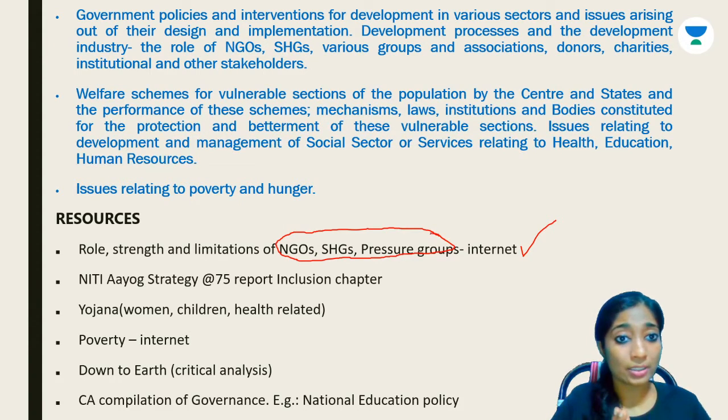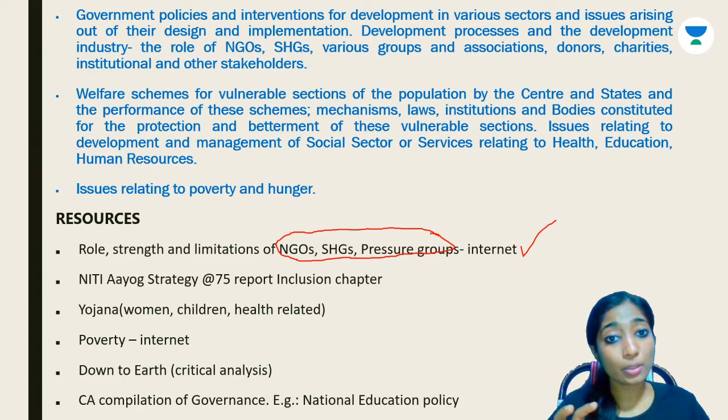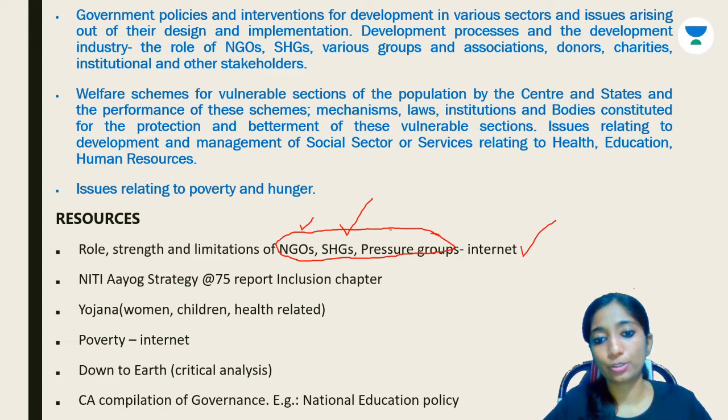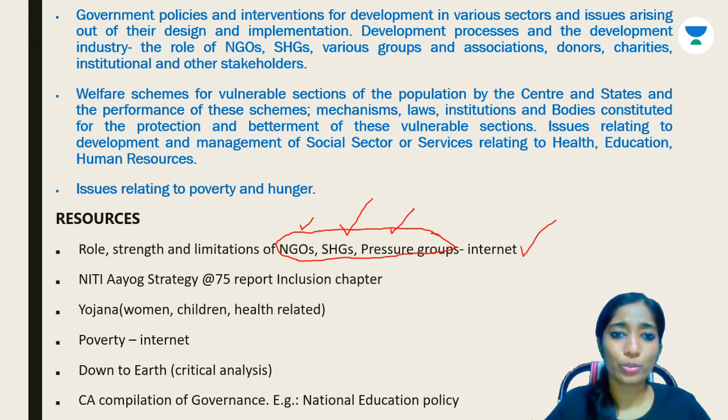In aspects like dealing with economy, there are NGOs; for environment, polity, or development, like gender empowerment, we have NGOs. So what type of NGOs, examples of NGOs, what are the problems faced by NGOs, what are their limitations, and why NGOs are essential for Indian democracy. Like this, I prepared. In the same way, I prepared for SHGs and also for pressure groups. Internet is more than sufficient.